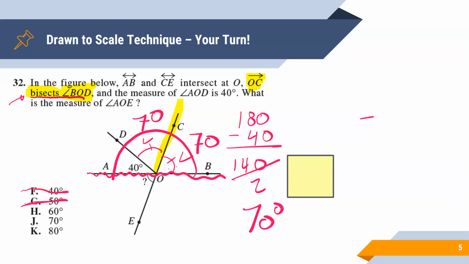Now there's a lot of ways to get to the question mark that we're trying to find. I'm going to use the fact that we've got two vertical angles, right? We've got two angles on opposite sides of an x, and they have to equal each other. So if that angle's 70, well then so is this one. And there we have it. Hopefully you all got that answer also.